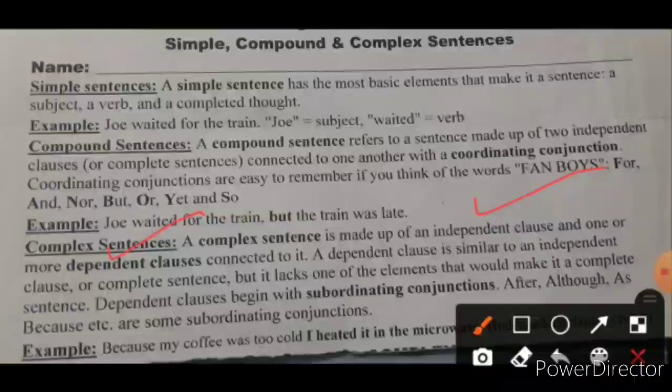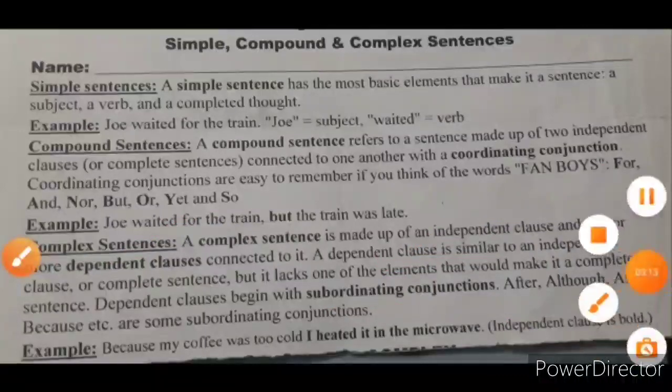A dependent clause begins with a subordinating conjunction. Now this is a very important point, that it starts with a subordinating conjunction, and that tells you that it is a complex sentence. Now what are our subordinating conjunctions over here? We have after, although, as, because, etc. Now there are others, and I will show you those when we move further.